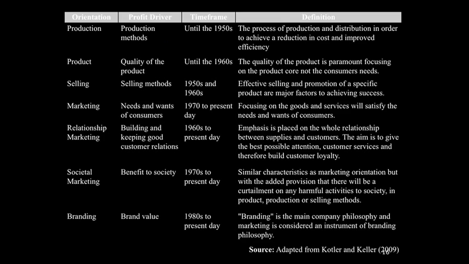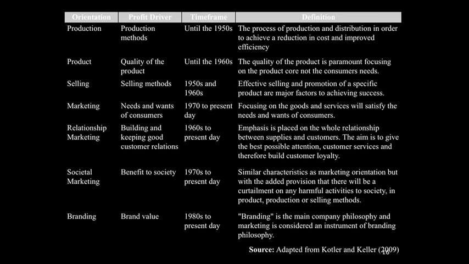This table here is showing the movement in marketing from production through to product, selling, marketing, relationship marketing, societal marketing and branding, and what has happened. The source is Kotler and Keller. So in production, it's all about production methods, which pretty much lasted through the 1950s, and it's all about that process and distribution of production to achieve a reduction in cost and improved efficiency.